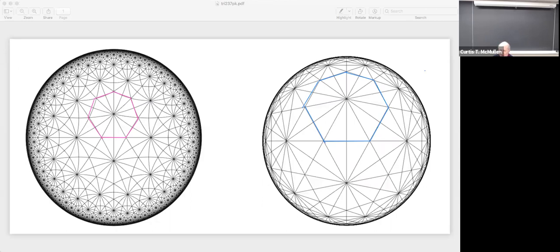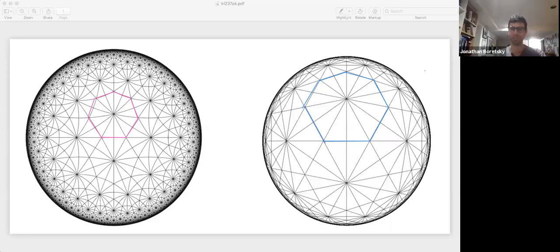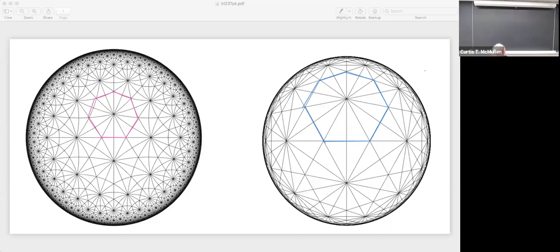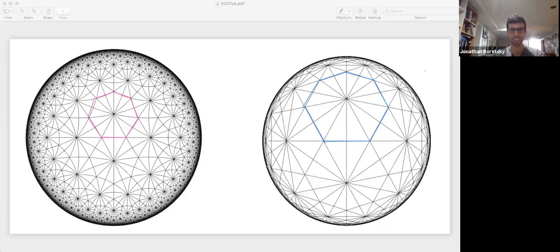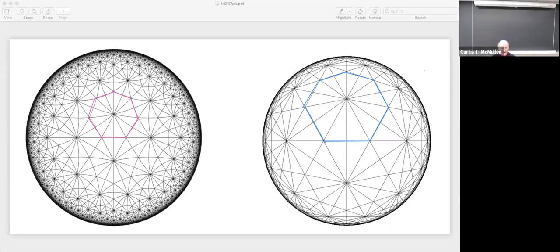Who can tell me what I am screen sharing? Geodesics and the Poincare and Klein model with polygons. That is absolutely correct.